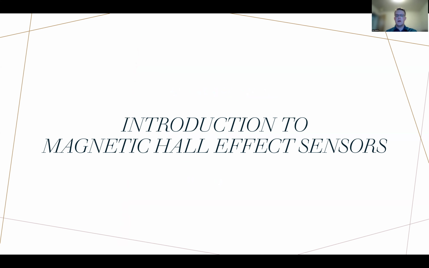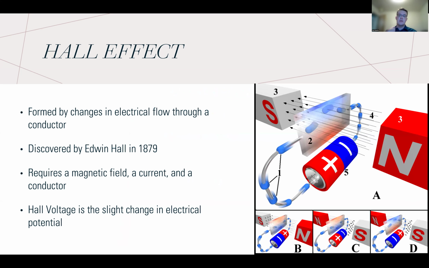So first, we have to talk about the magnetic Hall effect. Due to the properties of electromagnetics, when an electric field is passed over a current, it creates a small voltage difference in the material that it's going through. This was discovered by Edwin Hall back in 1879, so we've known about this principle of physics for quite a while. It is formed by changes in electrical flow through a conductor. It requires a magnetic field, a current, and a conductor. The Hall voltage is the slight change in that electrical potential.